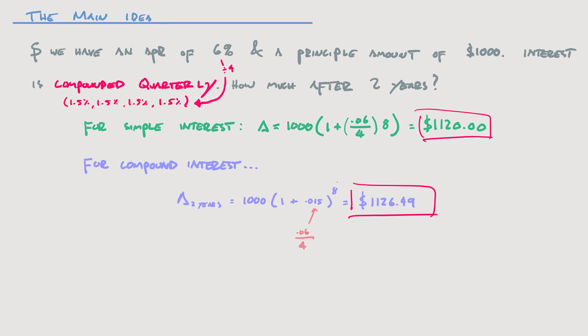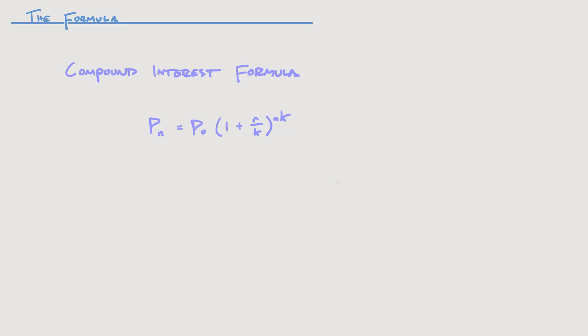The 0.015 is the APR divided into quarters. And the 8 is 2 years multiplied by quarters, right? There's 8 quarters in totality in 2 years. And that gives birth to this formula, the compound interest formula, which says P sub n is equal to P sub 0 multiplied by (1 plus r over k) raised to the nk. But what does all this stuff mean?